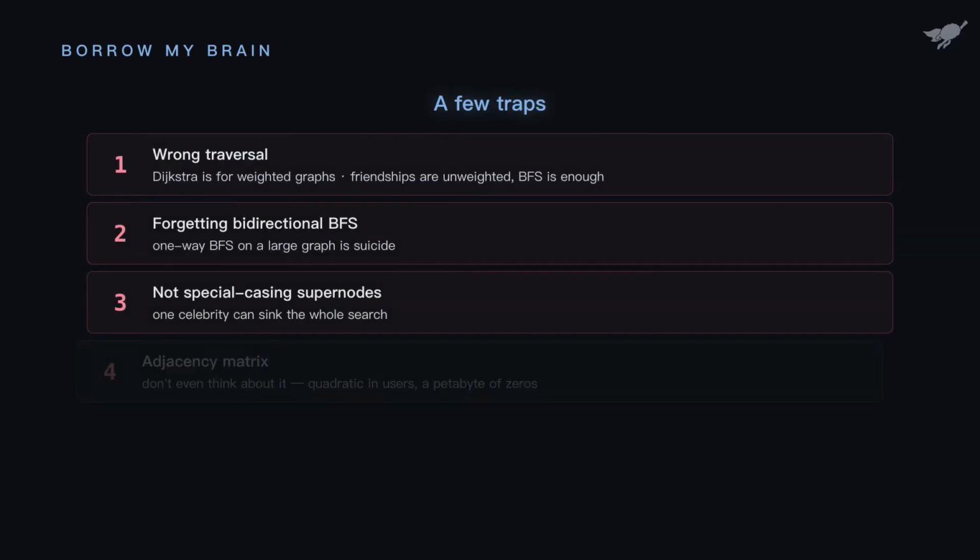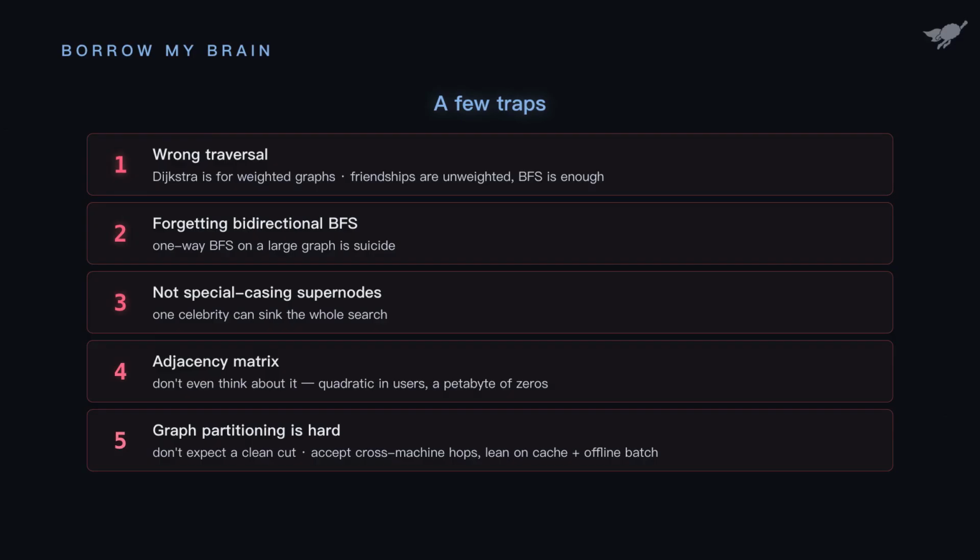Before we wrap, a few pitfalls. 1. Using the wrong traversal. You only reach for Dijkstra on weighted shortest paths. Friendships are unweighted, so BFS is plenty. Don't use a sledgehammer to crack a nut.